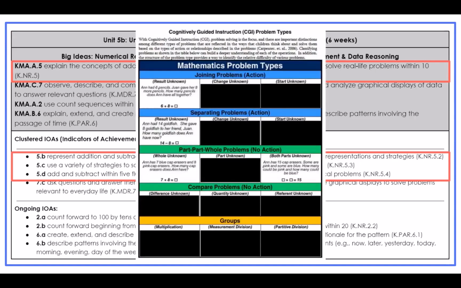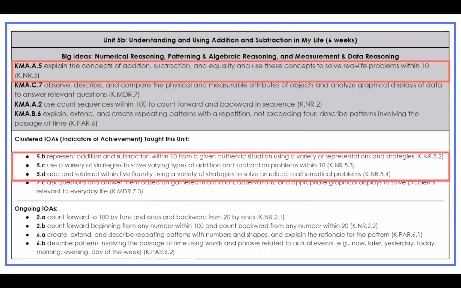Students have been exposed to part whole, whole unknown, and part whole, both parts unknown with IOA 5.A. IOAs 5.B and 5.C introduce students to join result unknown and separate result unknown. Change unknown and start unknown problems are not an expectation for kindergarten. Students will be introduced to these problem types in first grade. Exposure to equations is expected, but mastery of equations is not required. Please note that it is not until first grade when understanding the meaning of the equal sign is an expectation.